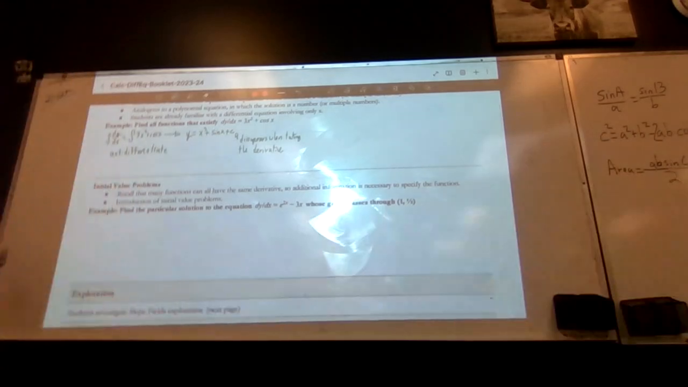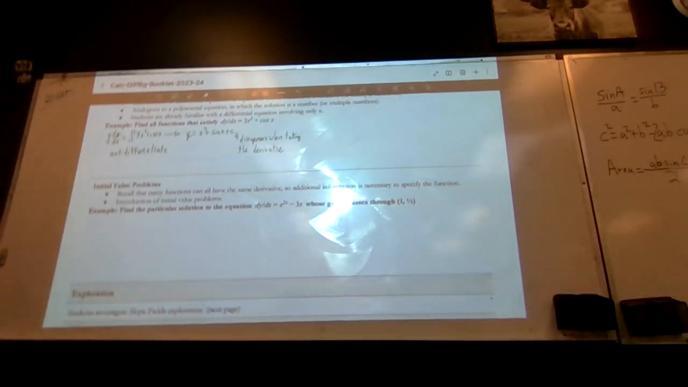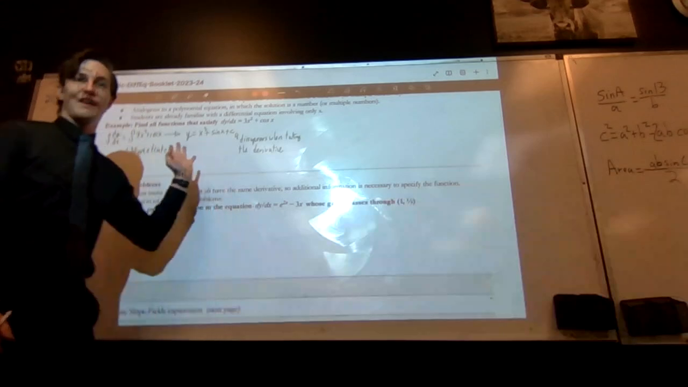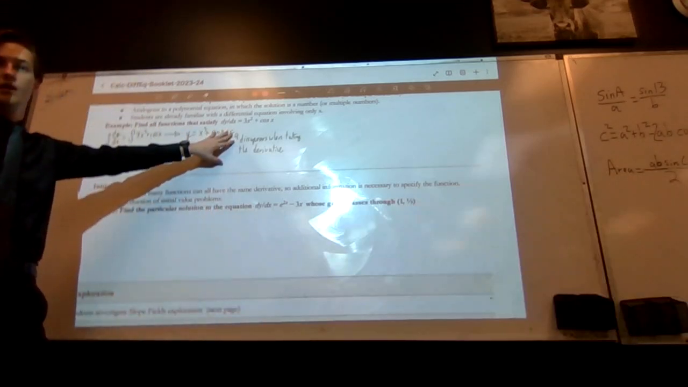Okay. So initial value problems. When we have initial value problems, it is just going to be, well, what do we want to find? We want to find R.